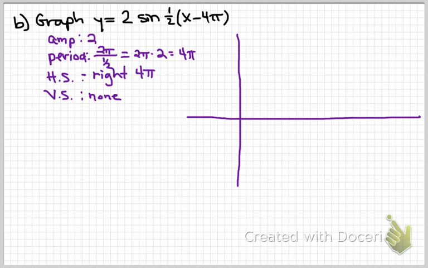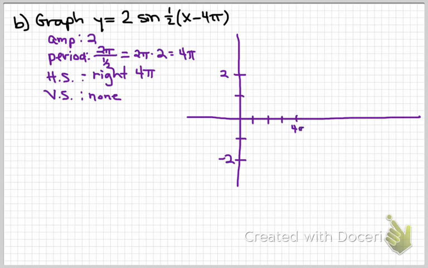So the amplitude is 2, so I do want to make sure that I go up 2 and down 2. So I'm just going to space out my 2. So there's 2, and there's negative 2. And now I've got to get those 5 key points in. So there would be my first 5 key points, because remember, the first one would be at 0, 0, and then going out to whatever the period is, in this case 4 pi.